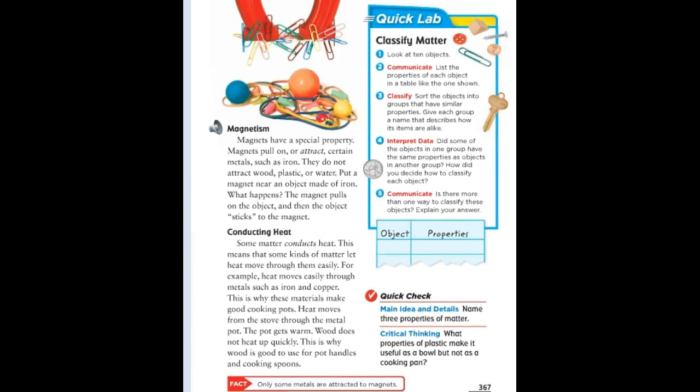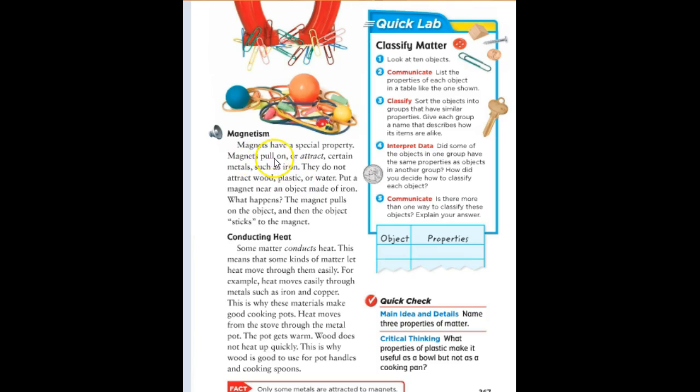Magnetism. Magnets have a special property. Magnets pull on or attract certain metals such as iron. They do not attract wood, plastic, or water. Put a magnet near an object made of iron. What happens? You guys all know. The magnet pulls on the object and then the object sticks to the magnet. Okay, so that's another property of matter. Is it magnetic or is it not?